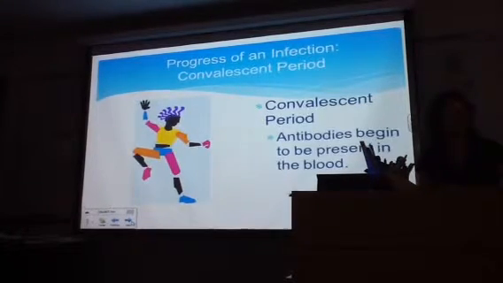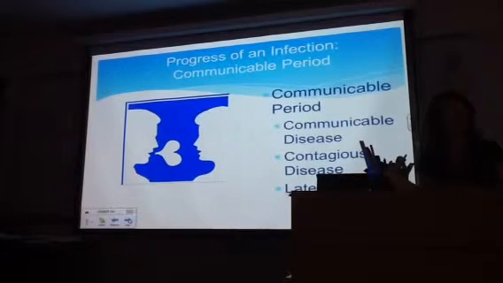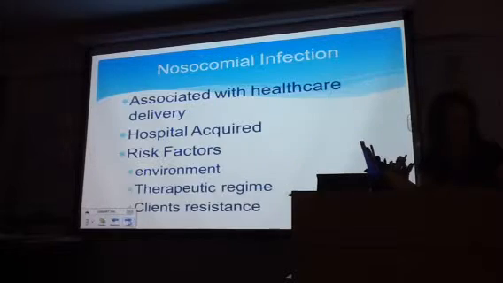The convalescence period is where the antibodies begin to be present in the blood. The communicable period, or communicable disease, is a contagious disease and it can be latent. Then we have our nosocomial infections, associated with healthcare delivery, hospital acquired. Your risk factors are the environment, the therapeutic regime, and the client's resistance.